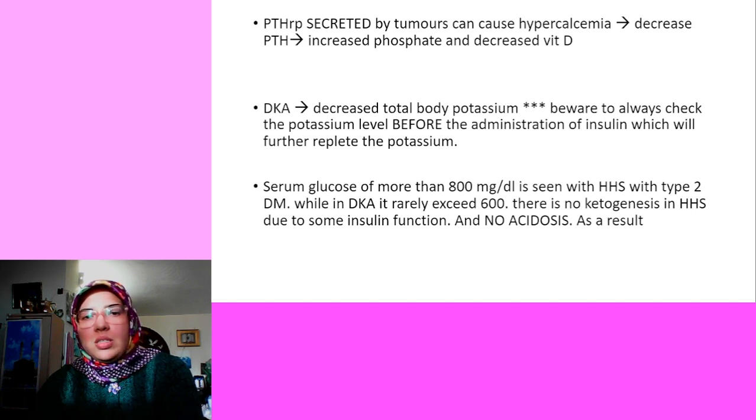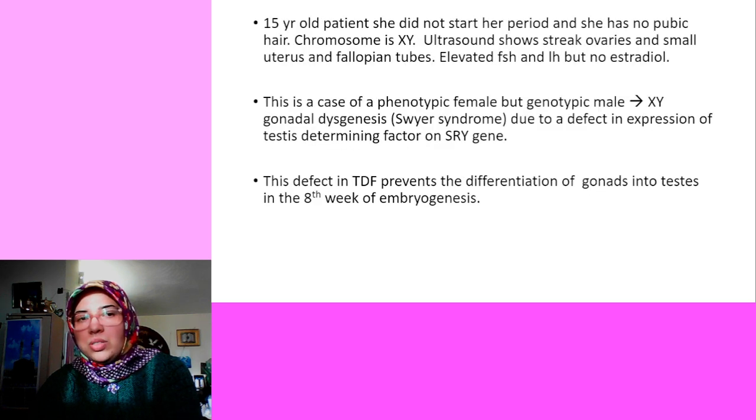DKA causes decreased total body potassium. Always check potassium level before administration of insulin, which can further deplete the potassium. Serum glucose more than 800, that is HHS, that is seen in type 2 diabetes, while DKA rarely exceeds 600. There is no ketogenesis in HHS due to some insulin function, and no acidosis.